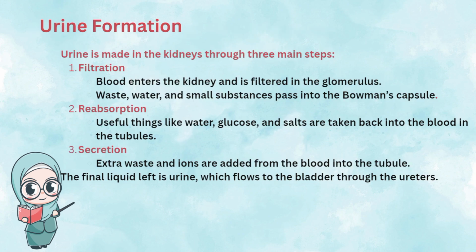Urine formation. Urine is made in the kidneys through three main steps. Filtration. Blood enters the kidney and is filtered in the glomerulus. Waste, water, and small substances pass into the Bowman's capsule. Reabsorption. Useful things like water, glucose, and salts are taken back into the blood in the tubules. Secretion. Extra waste and ions are added from the blood into the tubule. The final liquid left is urine, which flows to the bladder through the ureters.